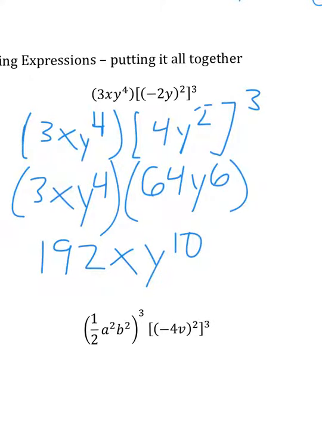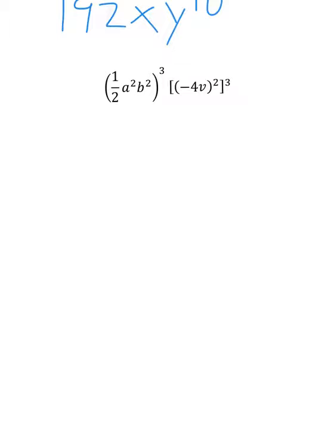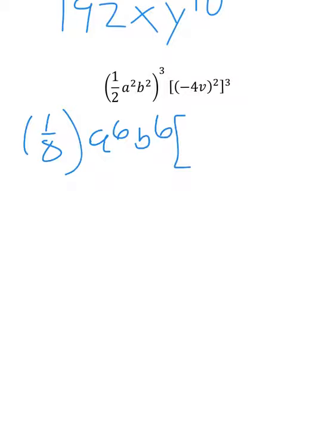Okay, one last one here. We have 1/2 cubed. Well, we did that one earlier. We know that that's 1/8. And a squared cubed is a to the 6th, and then we have b to the 6th, b squared cubed. And then in this one, we have negative 4v squared, negative 4 squared, negative 4 times negative 4 is 16, and then b squared is b squared. And then we have that cubed.